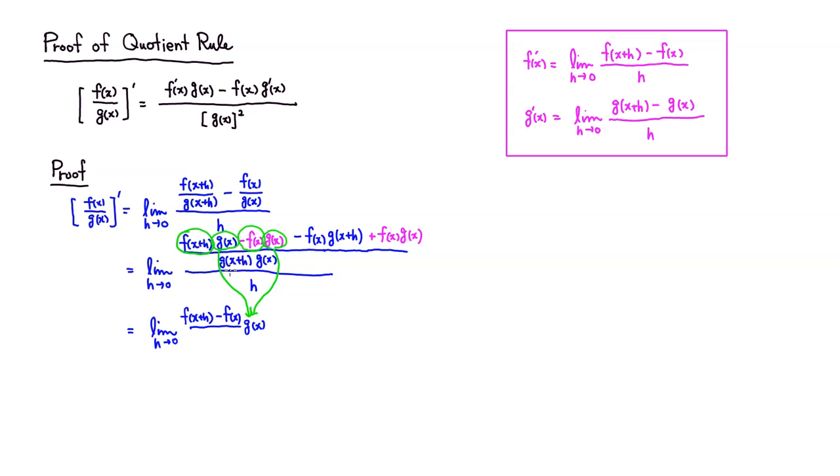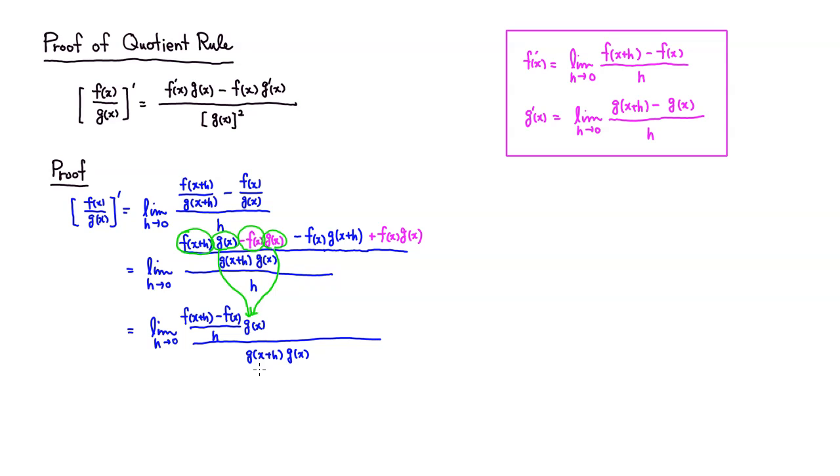Then I'm going to change the order of division. We divide by g of x plus h times g of x, and we divide by h. I'm going to divide by h first, and later divide by g of x plus h and g of x. It's the same thing. I just divide by h first, then after that you do g of x plus h and g of x. So that's the first two terms.